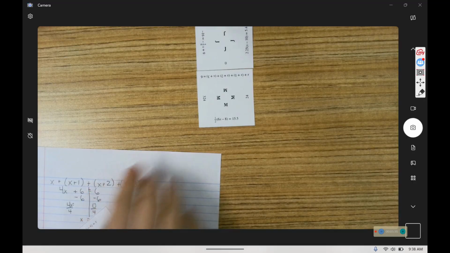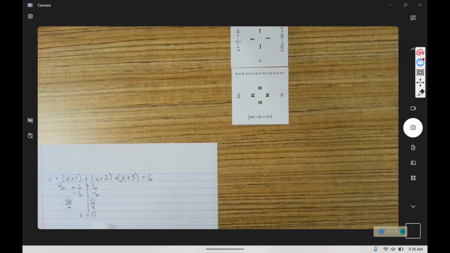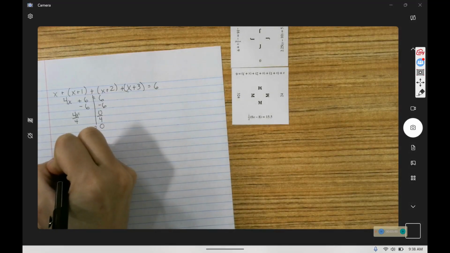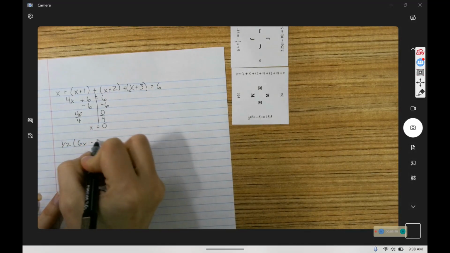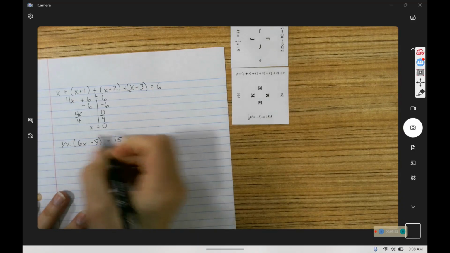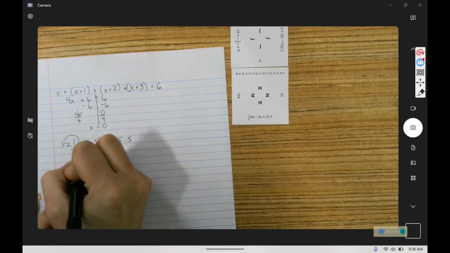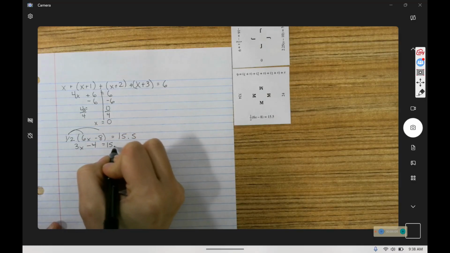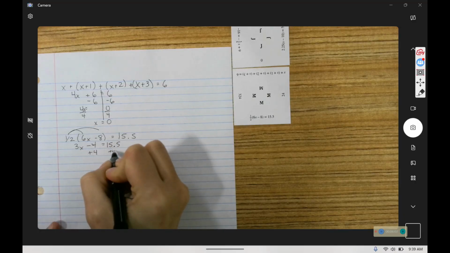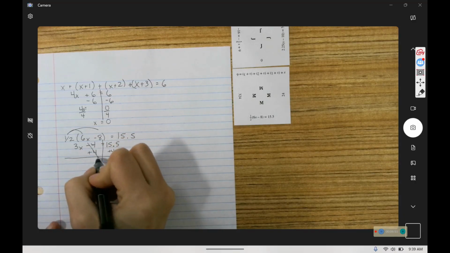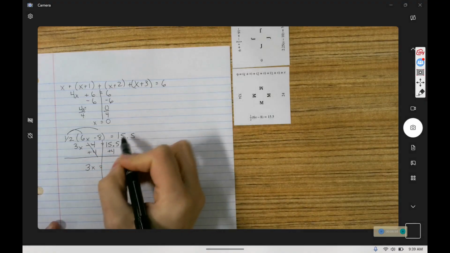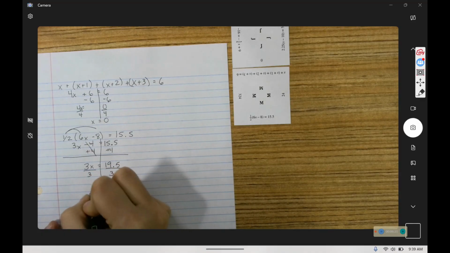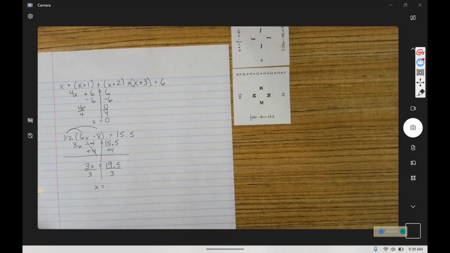Now I can solve the other equation on this card M to help me find out what goes on the bottom row. So I have 1/2 times 6x minus 8 equals 15.5. Half of 6x is 3x. Half of negative 8 is negative 4. Add 4 to both sides. This is gone. I still have 3x on the left. 15.5 plus 4 is 19.5. Divide both sides by 3. And we get x equals 6.5.